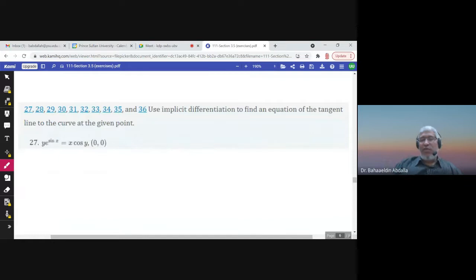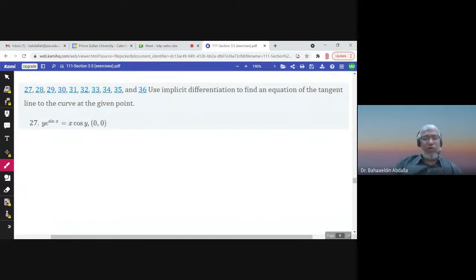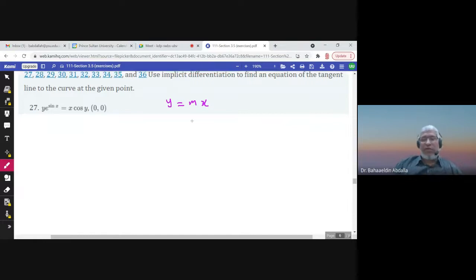Use implicit differentiation to find an equation of the tangent line to the curve at the given point. Well, this is (0, 0), so the equation is y minus 0 equals the slope times x, where the slope is the first derivative at this point (0, 0). You can write m as dy/dx at the point (0, 0).